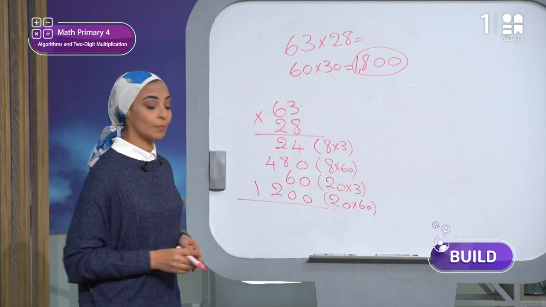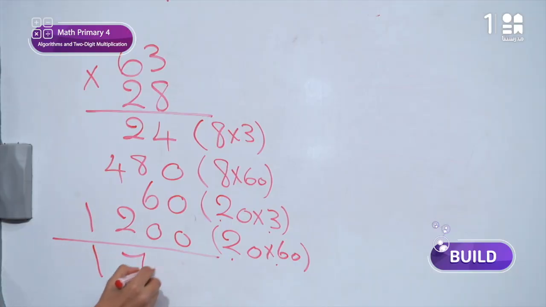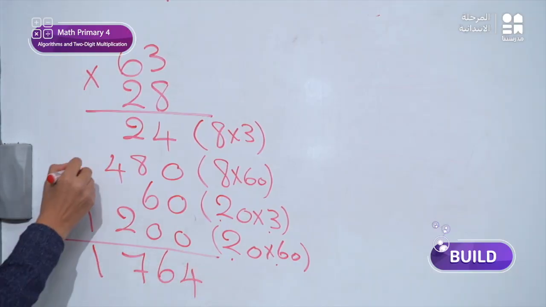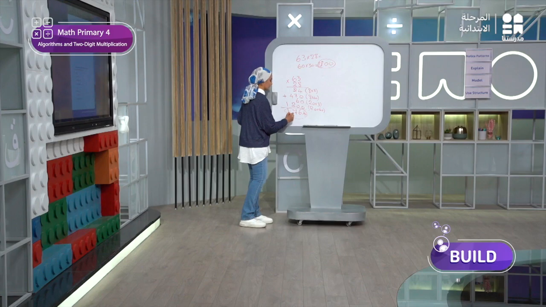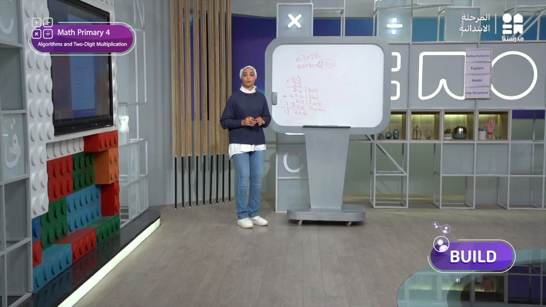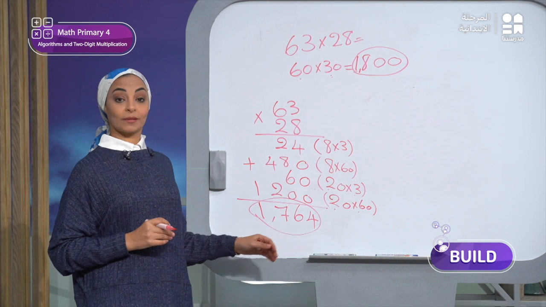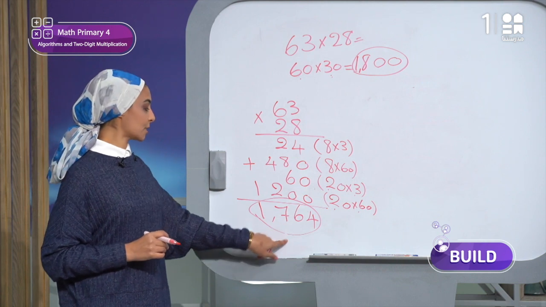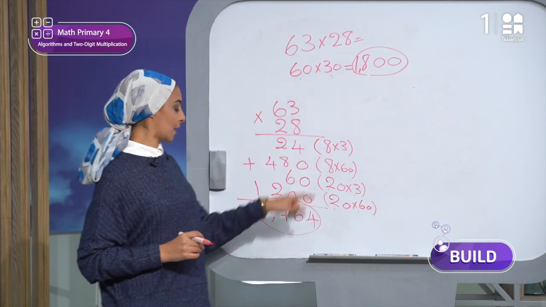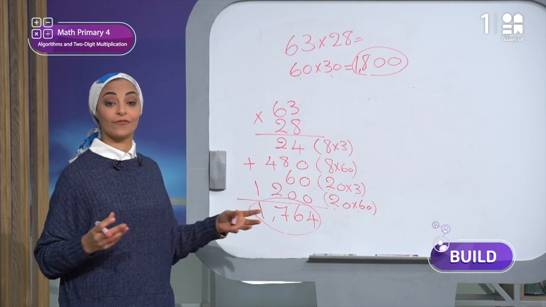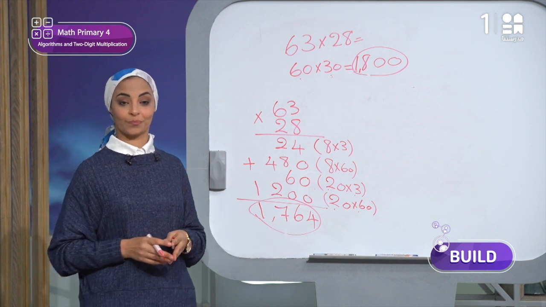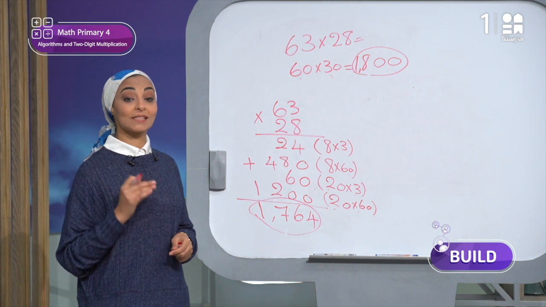So the answer will be 1764 after I add all these numbers. The final product will be as you see. Yes, as we know that these two answers, the estimated product and the exact number, are very close to each other. And now let's use the standard algorithm.